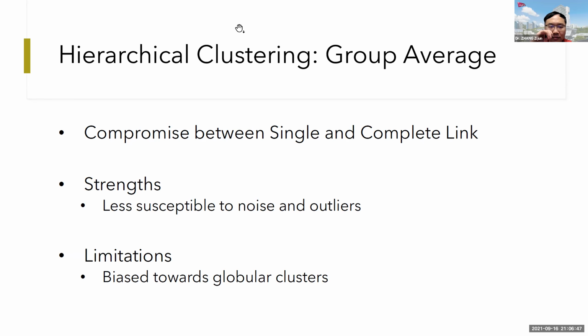So updating proximity will be based on using the single link, complete link, or group average. But merging the data points to form clusters, we always look at the closeness of the data points, which means they have the smallest distance, okay?